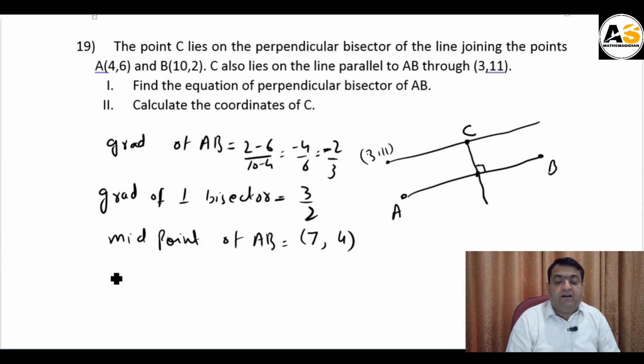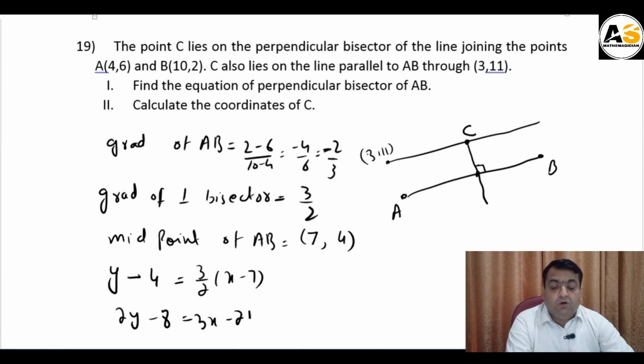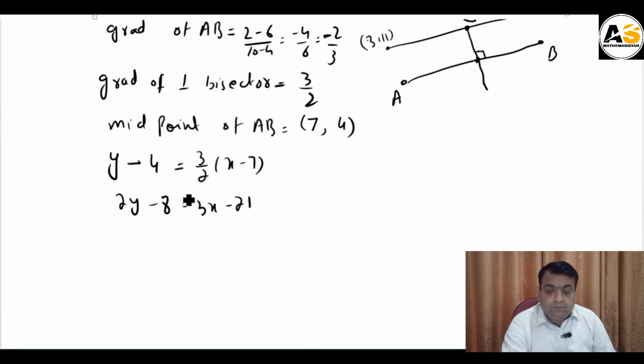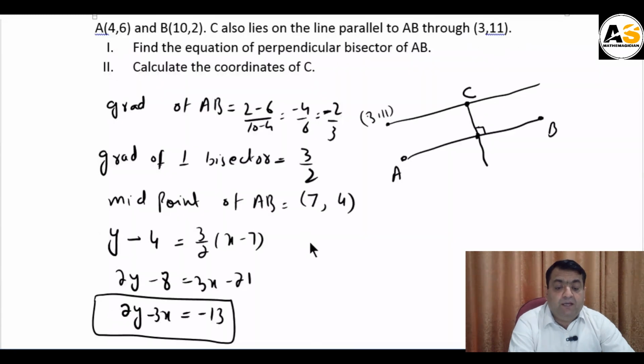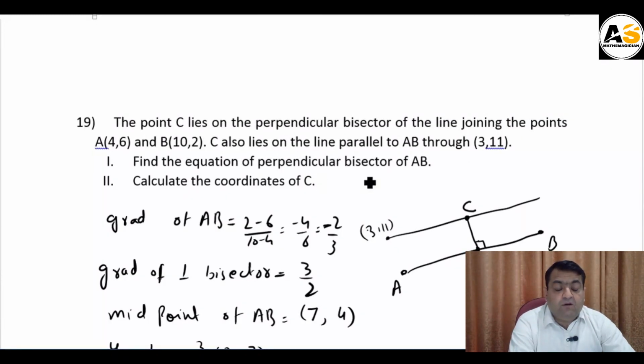Equation of perpendicular bisector is y minus y1 is equal to m into x minus x1. 2y minus 8 is equal to 3x minus 21. 2y minus 3x is equal to minus 13. This is equation of perpendicular bisector of AB. Now we have to calculate the coordinate of the point C.